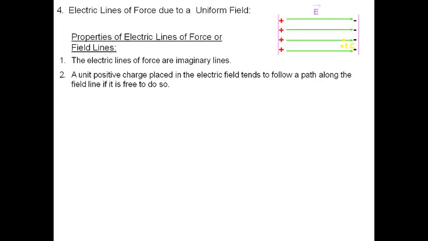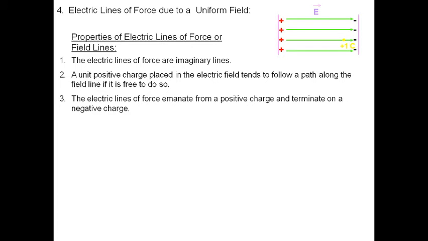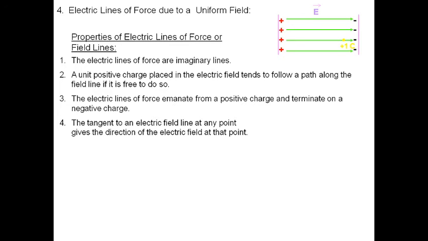Third point, the electric lines of force emanate from positive charge and terminate on negative charge. It means they emerge from positive charge and end at negative charge, and they do not form closed loops. Next point, the tangent to an electric field line at any point gives the direction of electric field. Already discussed, if the curved line is there, then the tangent at that point gives the direction of electric field.